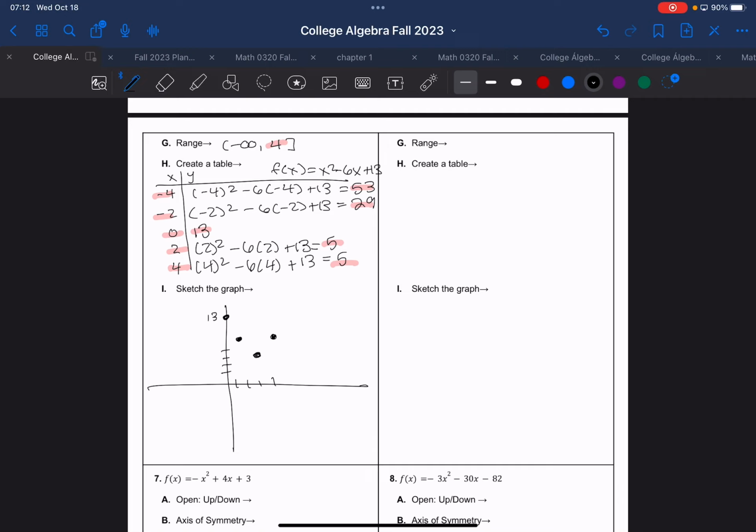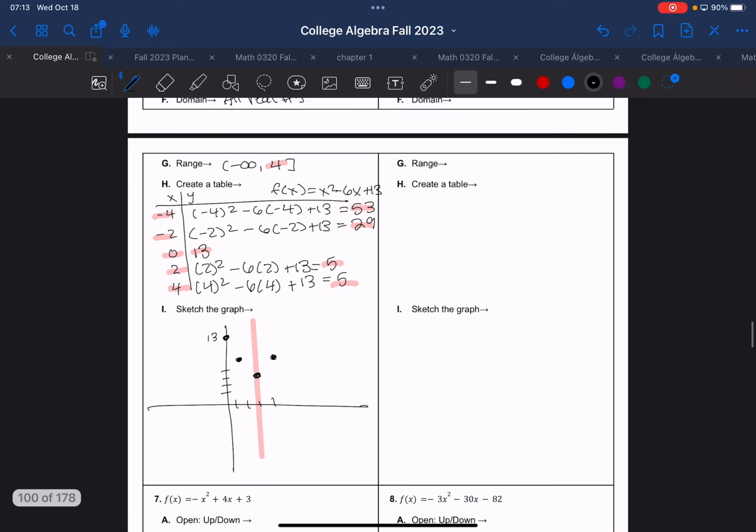And I can plot my axis of symmetry. So where is my axis of symmetry on this graph? At 3. So if I draw this line down, I know that my parabola is going to be equal on both sides. So I can start drawing my parabola like this.